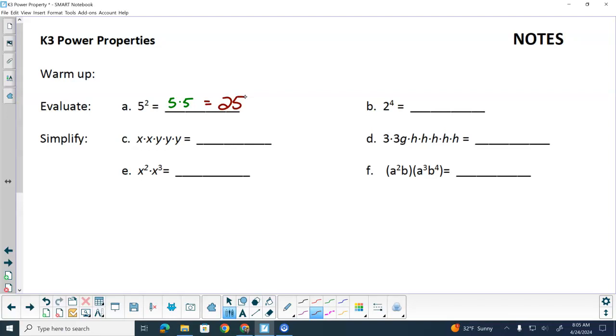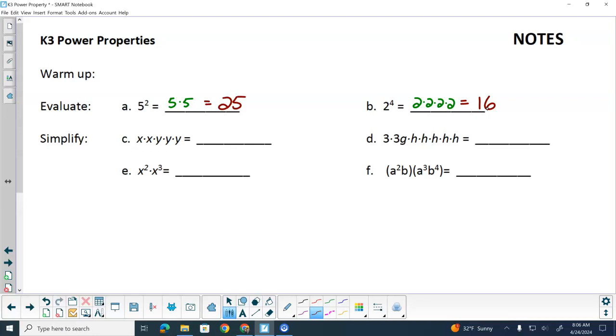What'd you get for B? 16, because what does it really mean? 2 times 2 times 2 times 2. Yeah, 4 times. Sometimes I have to use my fingers to count out how many times what it really means. That's 16.